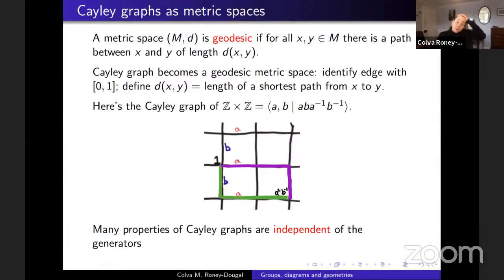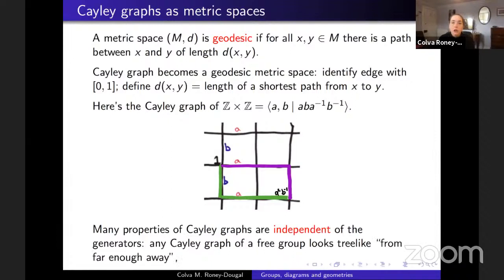Now, it turns out that many properties of Cayley graphs, and I'm not going to list them all, although I've defined them with respect to a particular generating set, they don't care what the generating set is. So, for example, any Cayley graph for a free group looks tree-like, and this is a kind of Gromov phrase, from far enough away. So if you stand very far back, and if your eyesight's not very good, it's going to look like a tree. It might not be a tree close up if I've picked some weird set of generators, but it will look like a tree from far enough away. And any Cayley graph for this group, I've made it like this, but if I made the same group differently, it would look grid-like still.